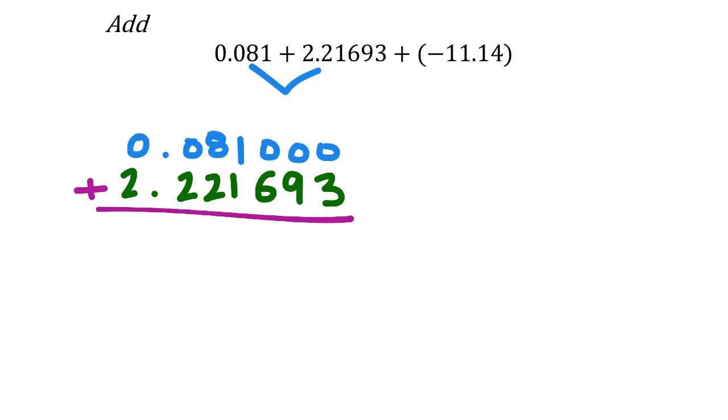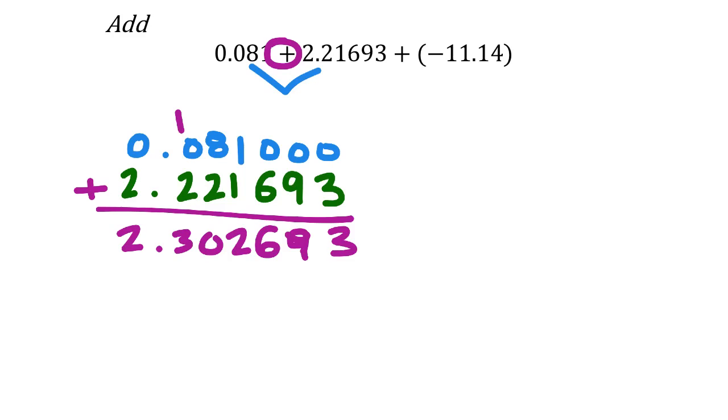Well, we're ready to add those together because we are looking at addition there. 0 plus 3 is 3. 0 plus 9 is 9. 0 plus 6 is 6. 1 plus 1 is 2. 8 plus 2 is 10. Carry the 1. 1 plus 0 plus 2 is 3. And 0 plus 2 is 2.